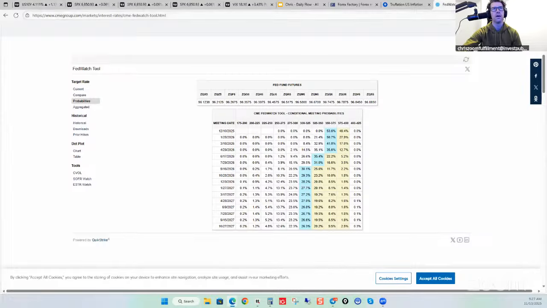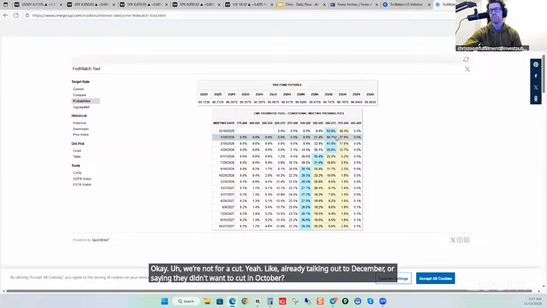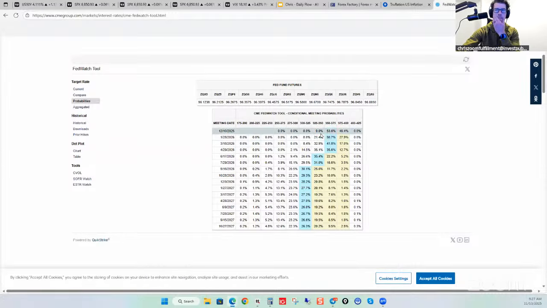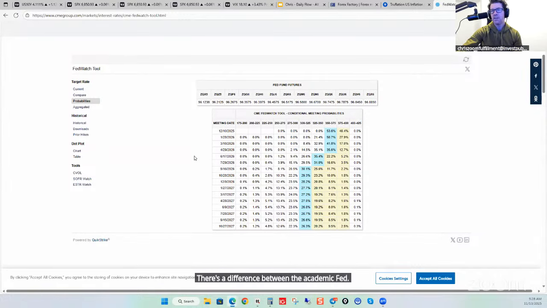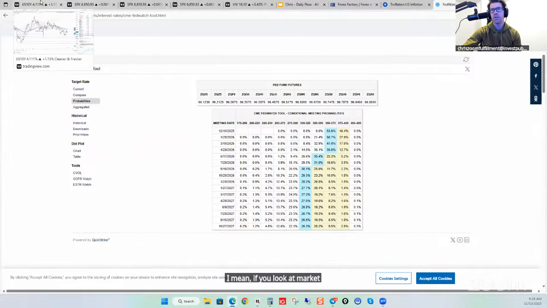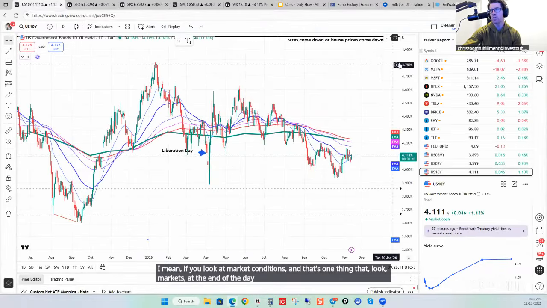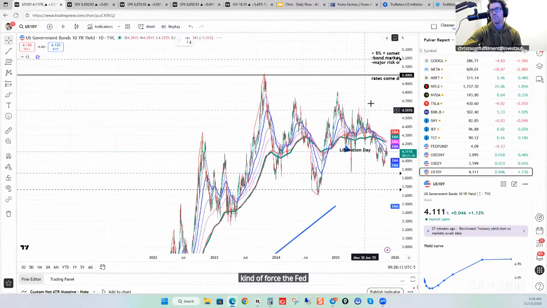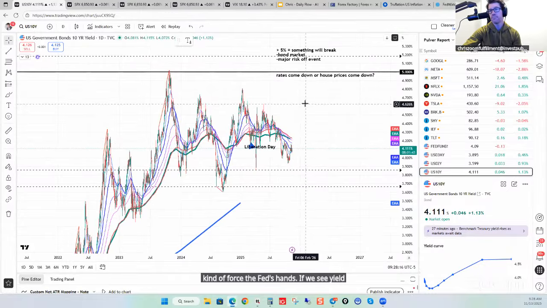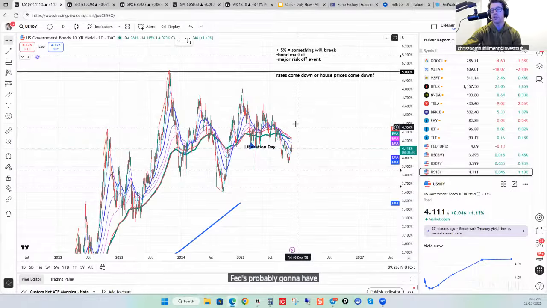Okay. We're not for a cut. Yeah. Like already talking out to December or saying they didn't want to cut in October. We'll see. I mean, there's a difference between the academic Fed and the market Fed. If you look at market conditions, at the end of the day, markets will kind of force the Fed's hands. If we see yields going higher, Fed's probably going to have to pause, right?